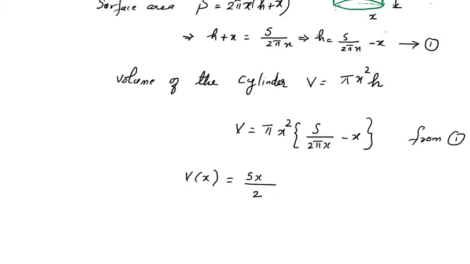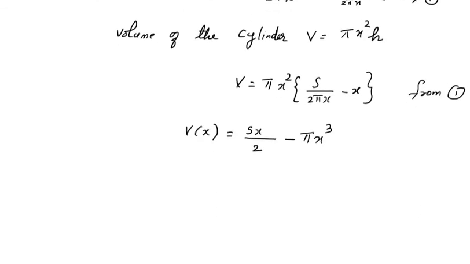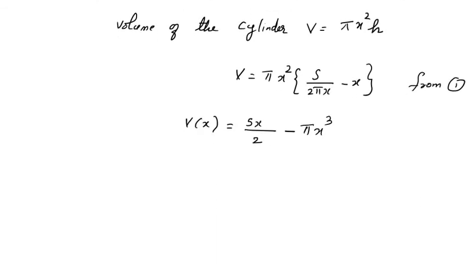Minus the next term. The next term is pi x square by x, that I will be getting as pi x cube. Where s is constant. s is not the variable. Already they gave that the surface area is constant. Therefore, s is constant, and the variable is only x. Now we have to find the differentiation of V with respect to x.